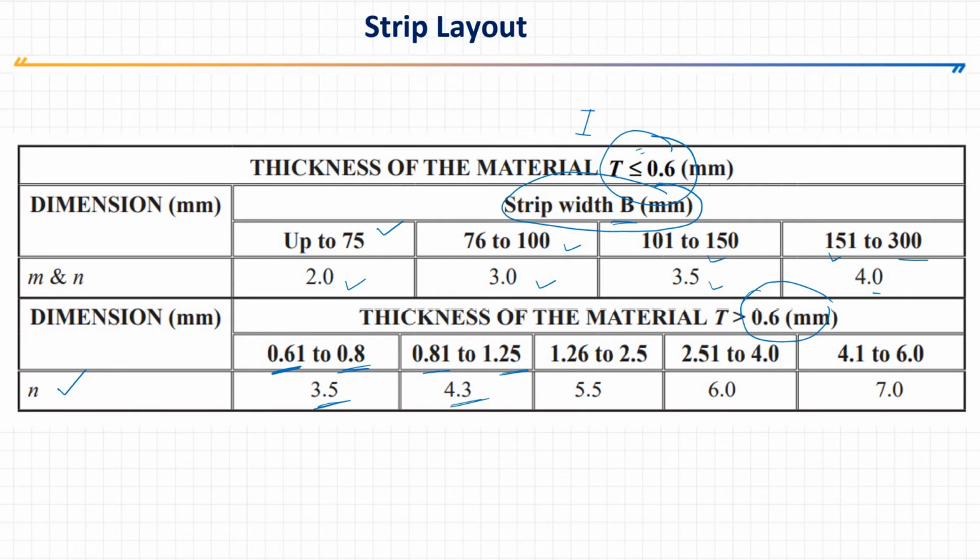And if we have sheet thickness that is 1.26 to 2.5, that time we'll take the value of n is equal to 5.5. And next, if we have sheet thickness that is 2.51 to 4.0, that time we will take the value of n is equal to 6. And next, if the value of t is from 4.1 to 6, at that time we will take the value of n as 7.